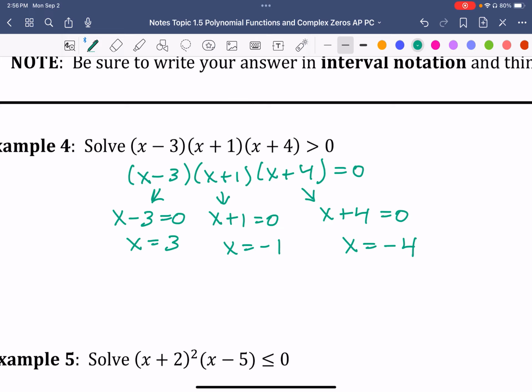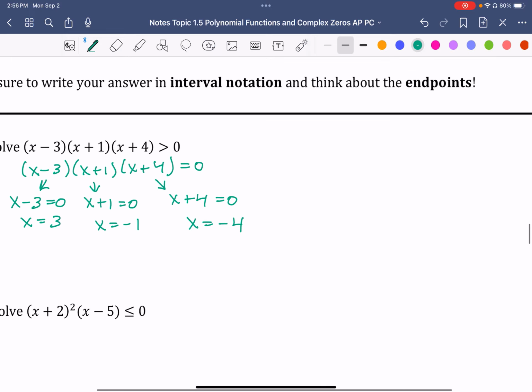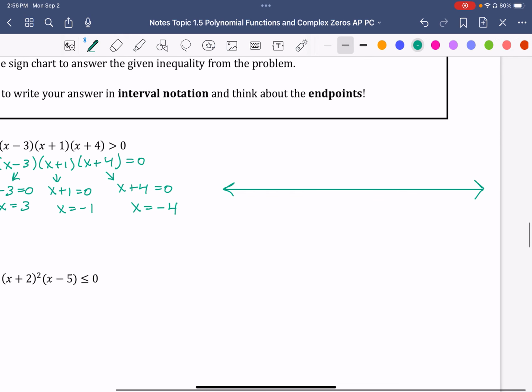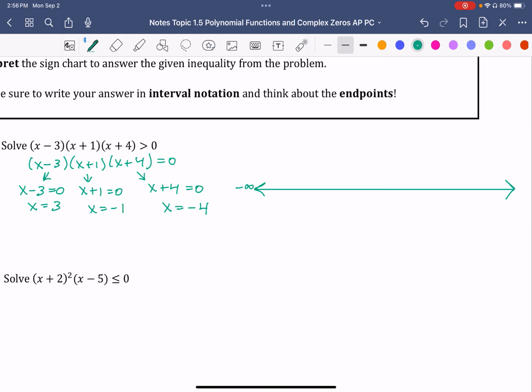The next thing you're going to do is make a number line. Now don't make it too small because you are going to want to have enough space over here. Okay, now on your number line, we have negative infinity all the way to the left, positive infinity all the way to the right. So you're going to want to make sure that your zeros are from smallest to biggest. My smallest zero was negative 4, then we have negative 1, and then we have positive 3. You don't need to put any other number on here that is not the zeros.